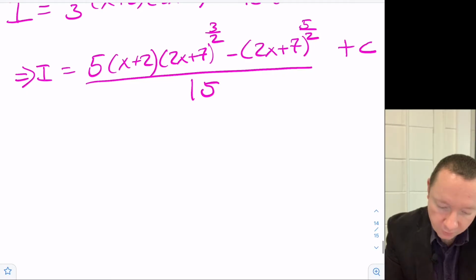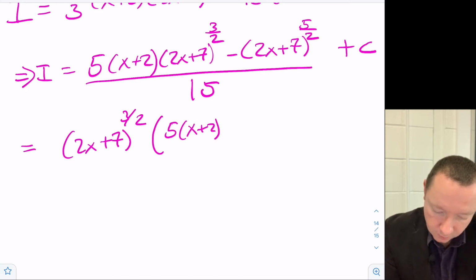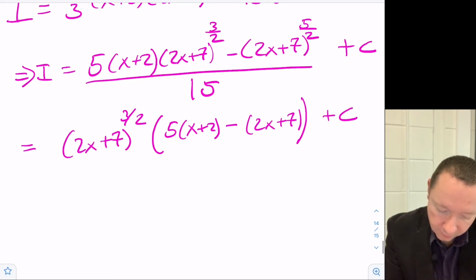We can take out a common factor of (2x + 7)^(3/2) here. So we've got (2x + 7)^(3/2) times [5(x + 2) minus, well, we've got 3/2, so I'm going to just have (2x + 7) to the 1] plus c, and remember that's all over 15.